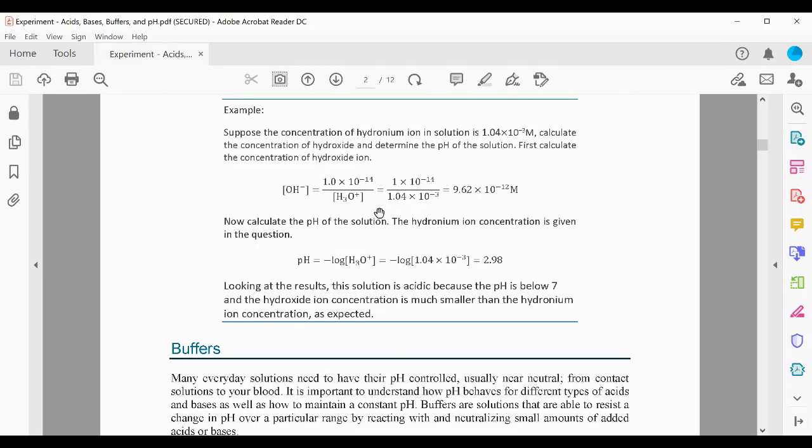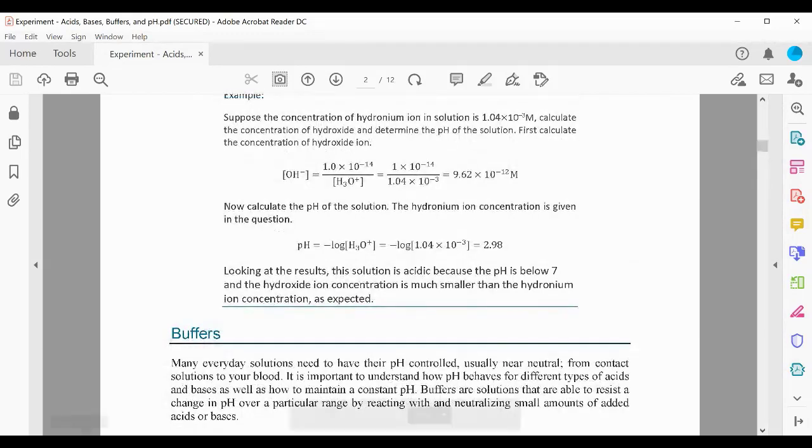So here, all they are doing is using the KW to calculate the concentration of hydroxide. And the pH, because it's minus log of the concentration of hydronium ions, we use the concentration of that. These are very, very simple problems. I'm sure you saw much more difficult problems in lecture. But any questions so far?